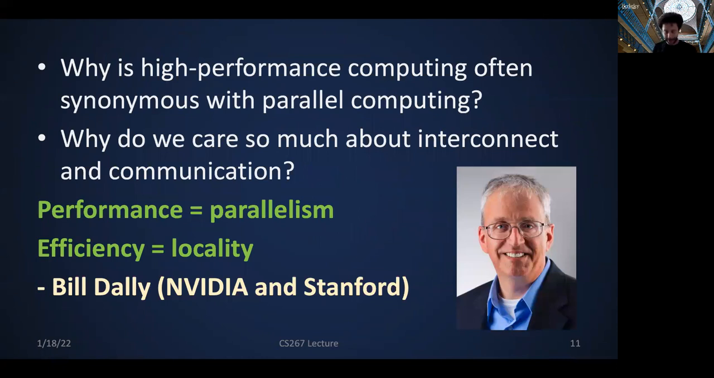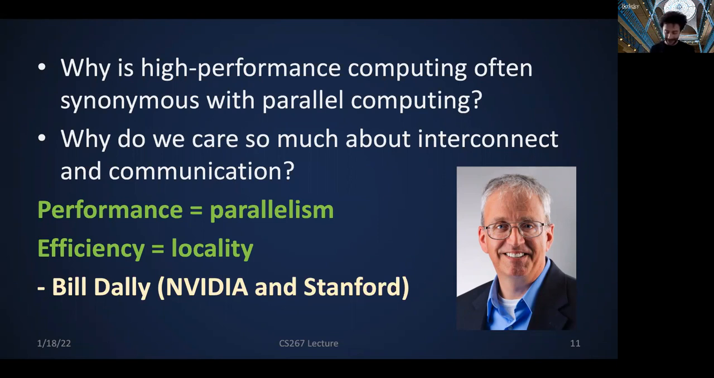So I have a couple of questions and probably a slightly better quote from Bill Dally, who is the chief scientist at NVIDIA and also still affiliated with Stanford. Why is high performance computing often synonymous with parallel computing? That's the question that we're going to answer several times today. And why do we care so much about interconnect and communication? Because the last three slides just basically showed you how these processors are connected to each other in different ways.